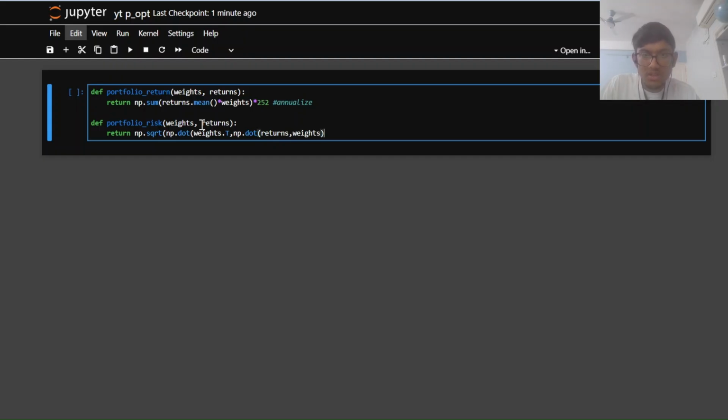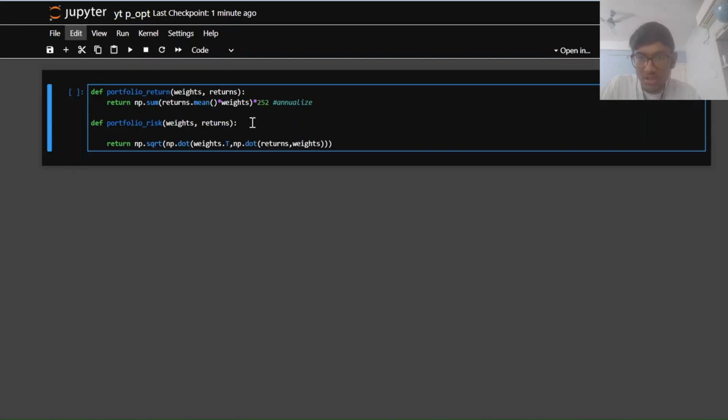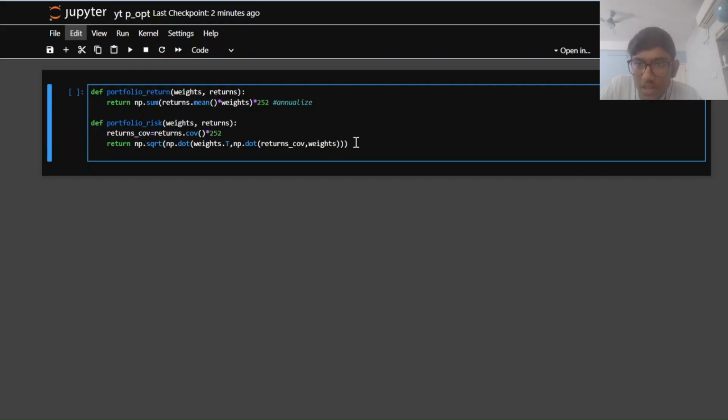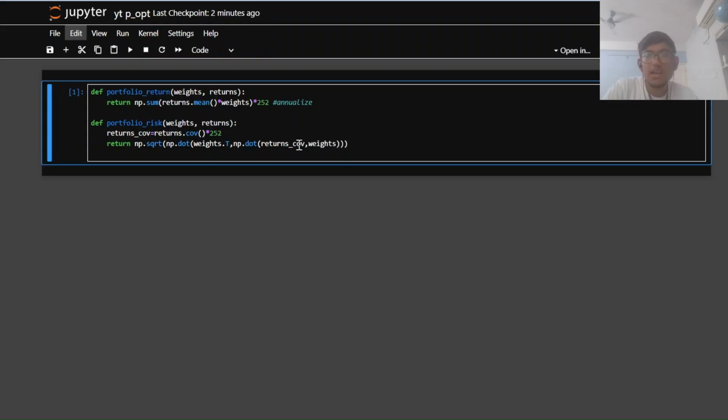Oh, I forgot to mention one thing. We have not found your covariance matrix, right? So let us find that out first. So returns_cov is equal to returns.cov times 252, right? And let us put that here. And yeah, these two are the functions for portfolio returns and portfolio risk, right?